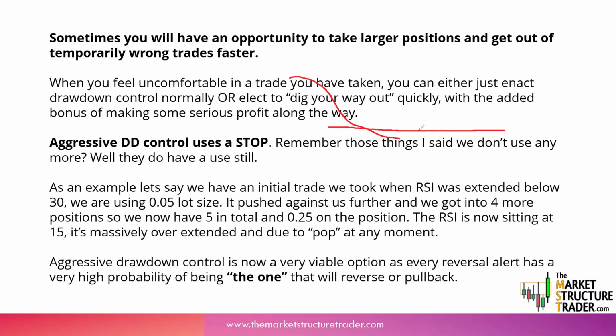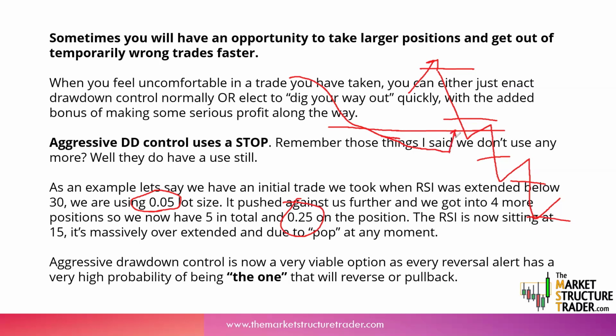We entered using a 0.5, so we took a long position, and it's basically come down and come down and come down, and we've got 5 trades on. So we've taken 1, 2, 3, 4, 5. Okay, so we've got 5 positions on. So that's 0.25 in total, because these are all 0.5 lots. The RSI is now sitting at 15. Yeah, so it's massively, massively embedded to the downside.